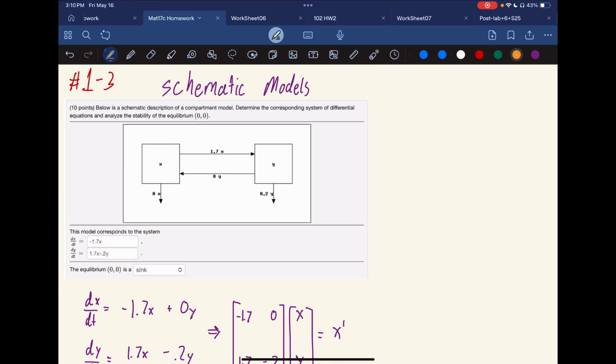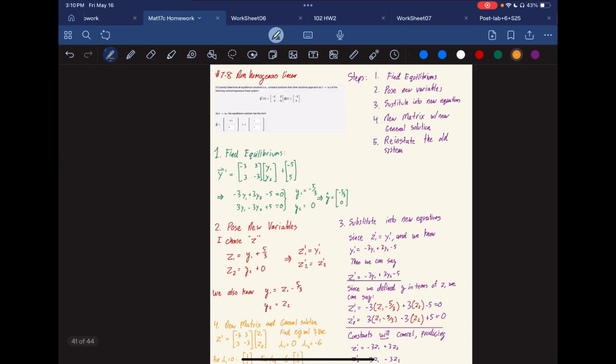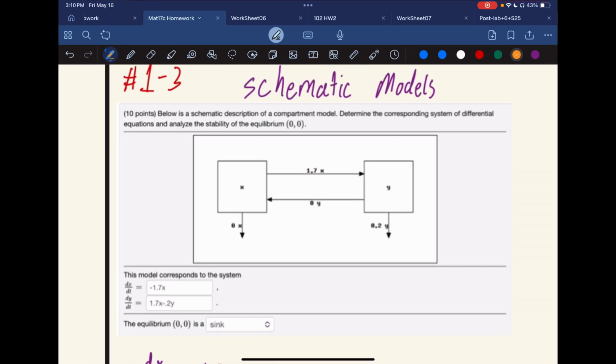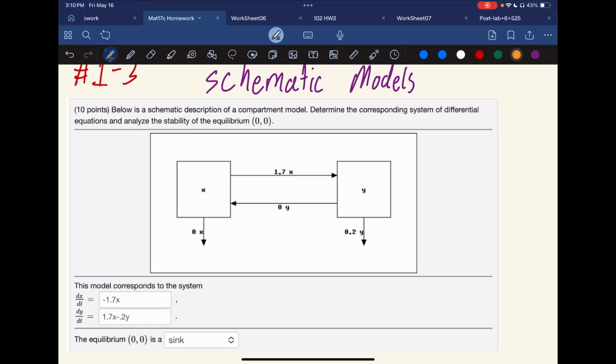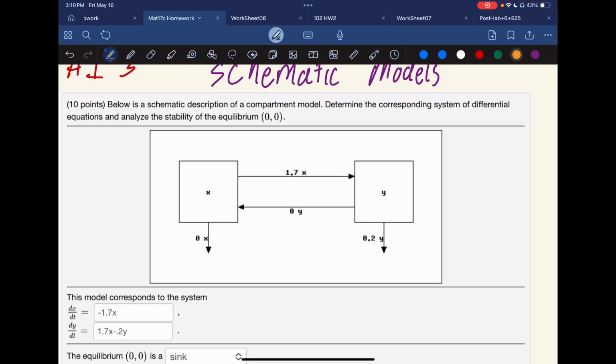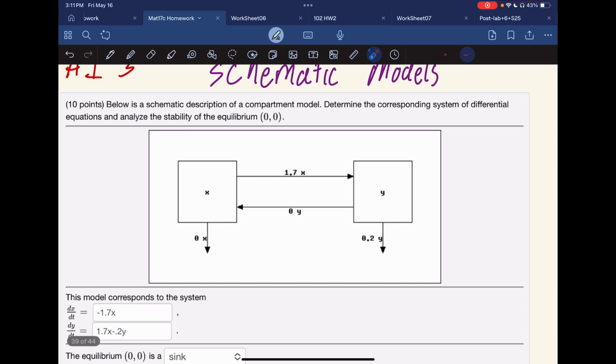Numbers 1 through 5 pertain to schematic models. The schematic models are composed of some illustration from which we're supposed to derive some form of differential equation. There are a couple of conventions that we need to understand before we jump in. The first one is that everything happening to x and y is a rate. That means x is really dx/dt, and y is really dy/dt. There's nothing here that would suggest that it's a rate. As I said earlier, it's just a convention.